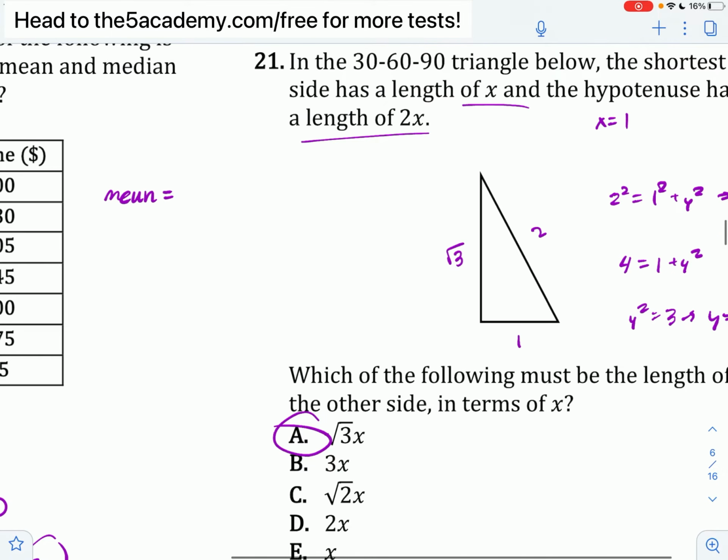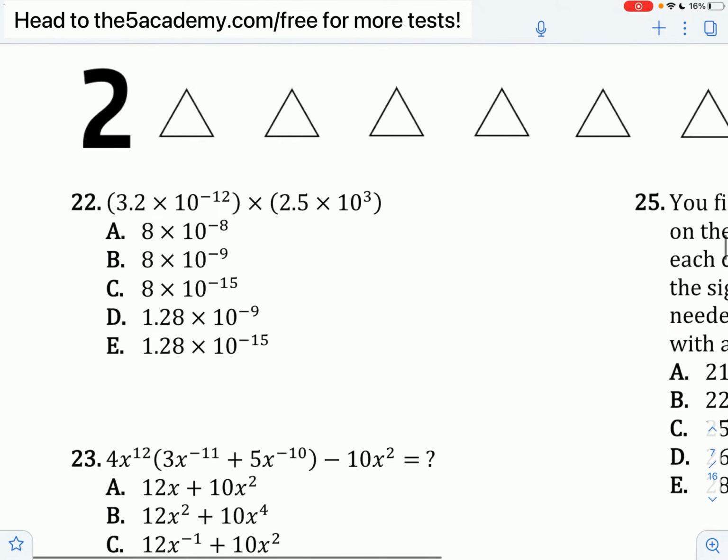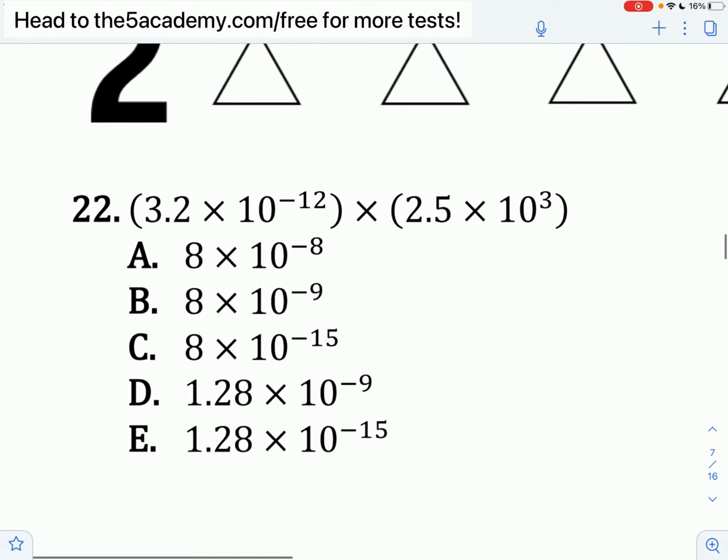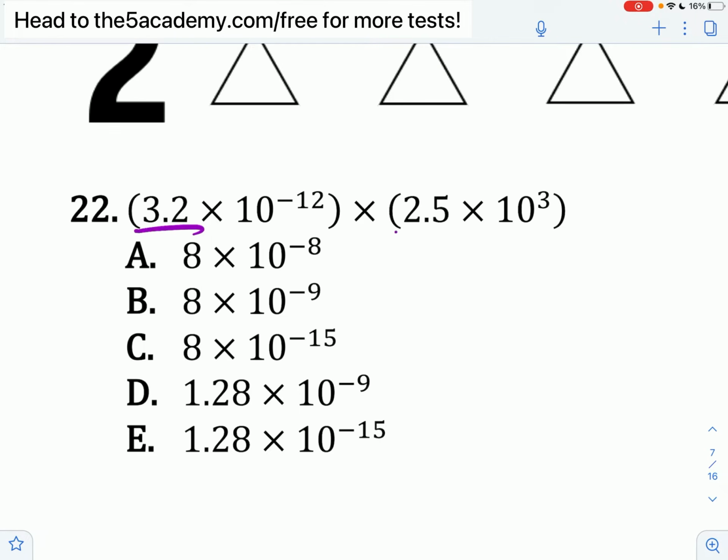So 21 should be A. Scientific notation. The way you can do this is divided into two different problems. Think of it in two different segments, okay? So the first segment, you're multiplying the first decimals together, okay? 3.2 times 2.5 is just 8, so that means A, B, or C have to be your answer.